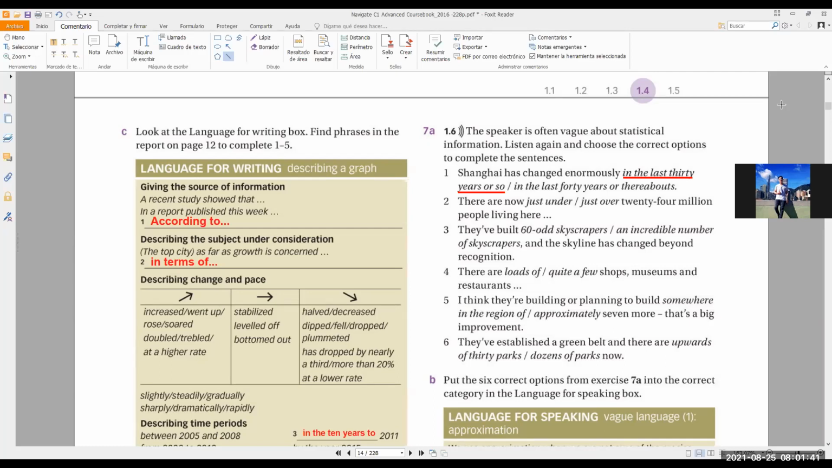So or so, in the last 30 years or so, I've been living here for 5 months or so. But anyways, the point is that every time you want to talk about time, but you're not 100% sure about it, you can say or so. That's it. Okay, so let's have a look at the second one.